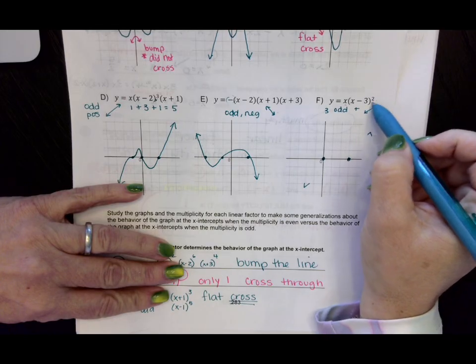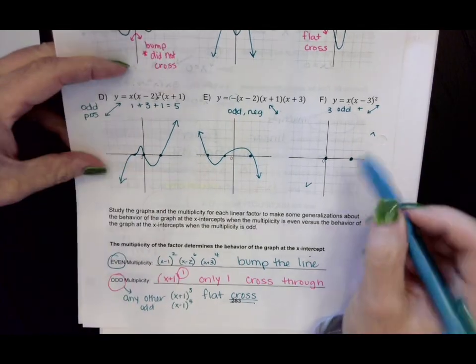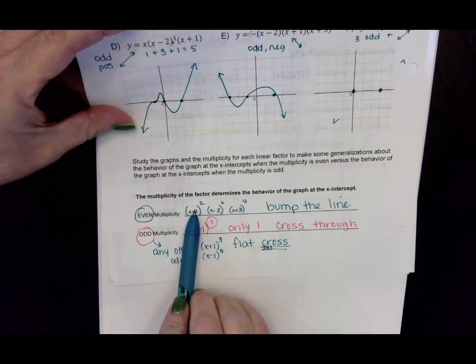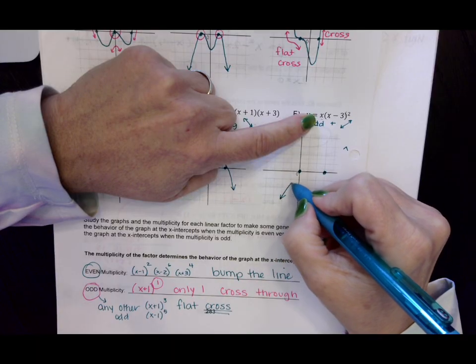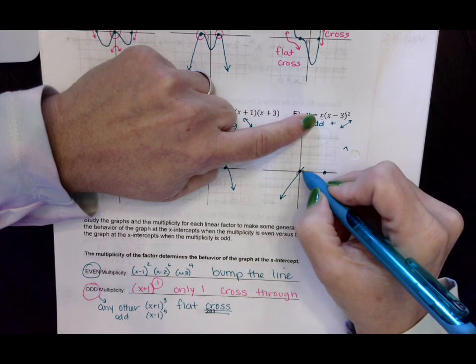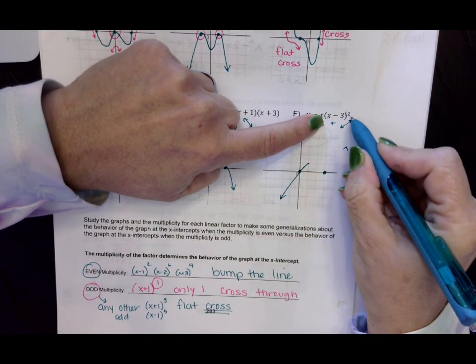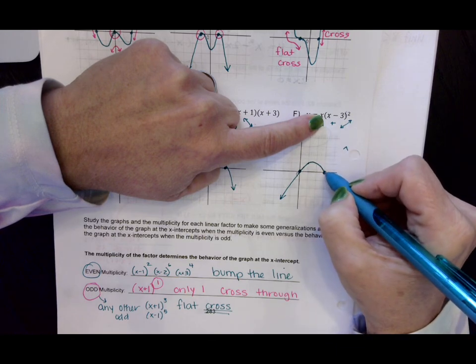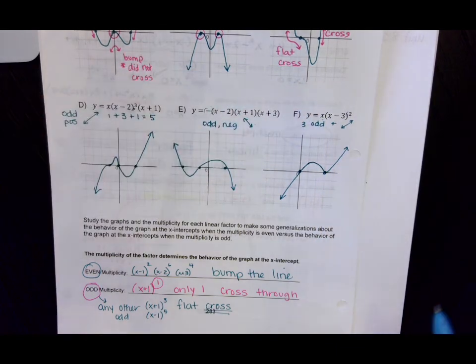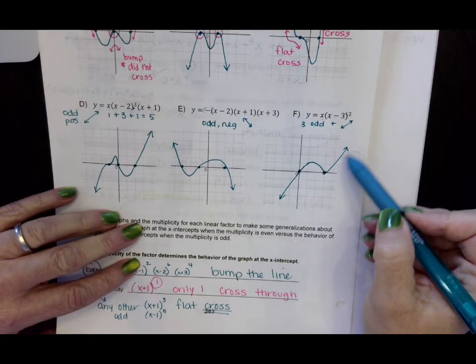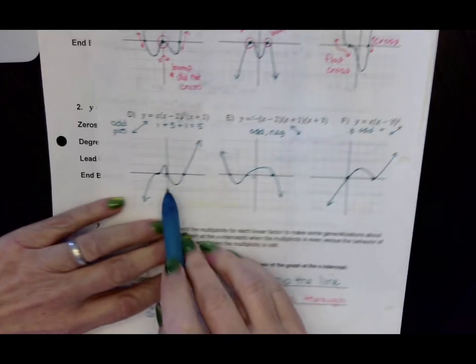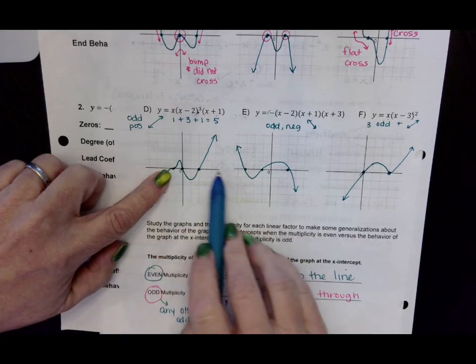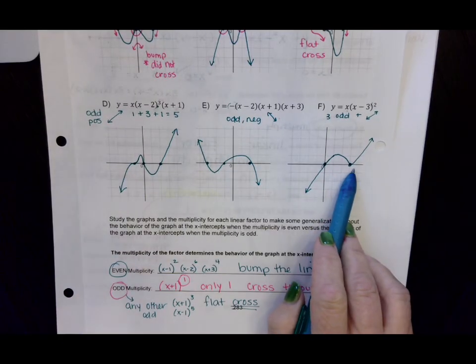Now, this is a multiplicity of 2. And we said when it's a multiplicity that's even, we're going to bump the line. All right, so I'm going to go through this one first. I go through 0, I just cross right on through. But with this one, because it's 2, I have to bump the line. So I'm going to hit it, bounce off of it, and come back up. So whether you say bump, bounce, whatever works in your vocabulary, I didn't cross. Everything else we crossed. We had a funky cross, we have regular crosses, and then we have a bump.